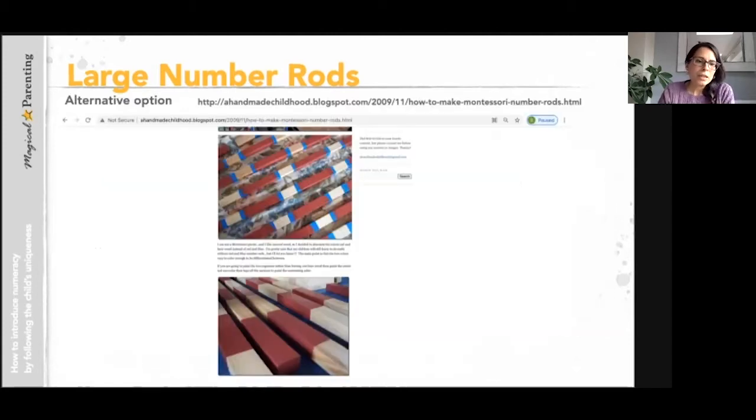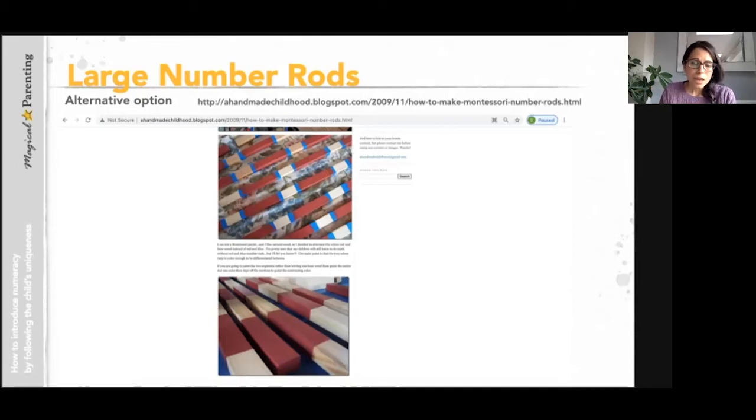Large number rods, I mean, these are quite expensive. They can cost more than £100. You can maybe check on eBay or Facebook groups; sometimes they sell them for less. However, you can make them yourselves, and they can cost even less than £10. I checked, and I found a website called Handmade Childhood, where a lady wrote a blog on how to make them, and you can go and look there.